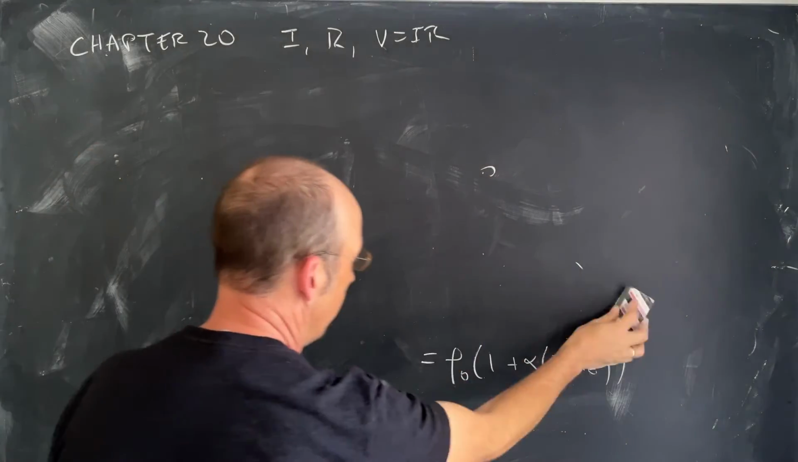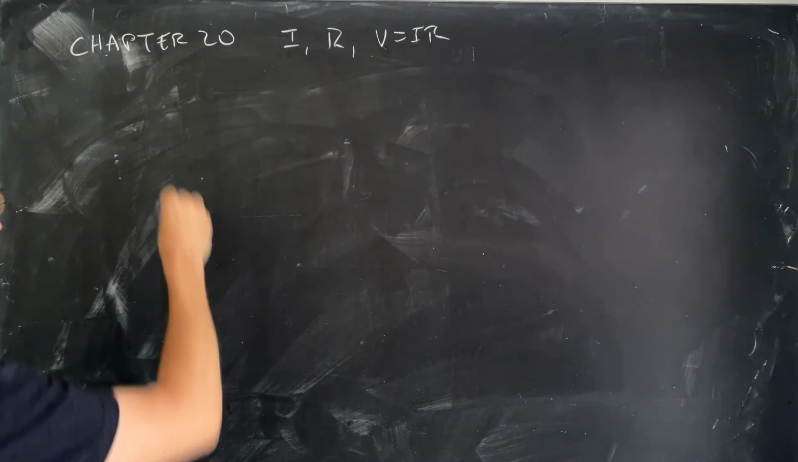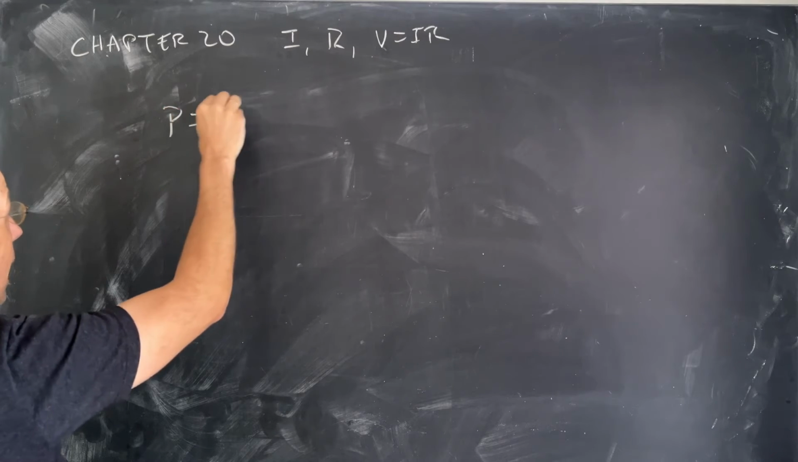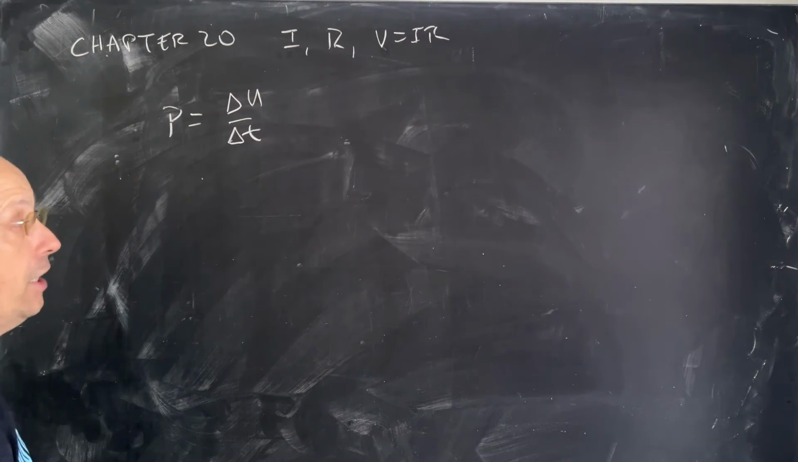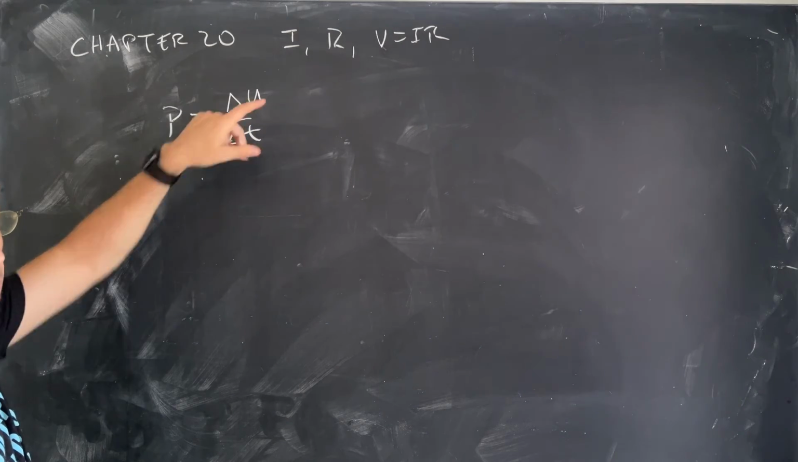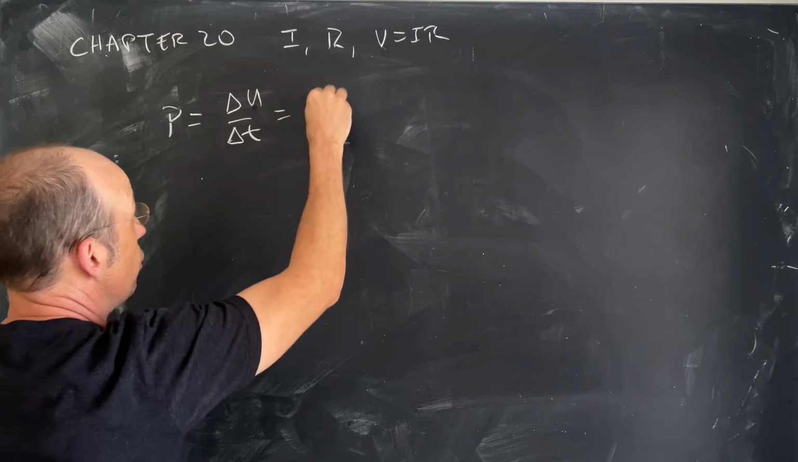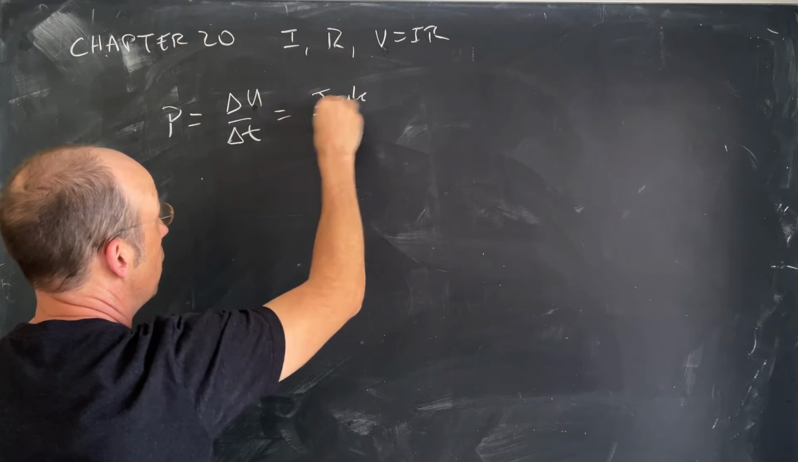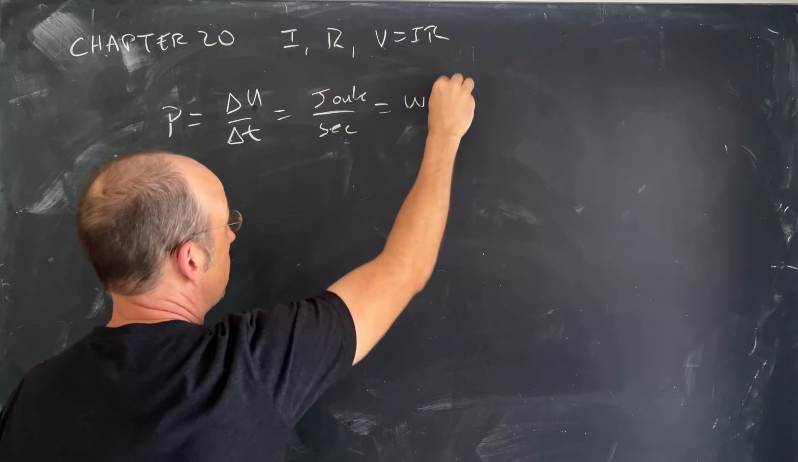Remember, this is a summary. This is not everything, right? I'm summarizing stuff. So from physics last semester, we had that power was the rate of change of energy. That's my potential energy there. I'm using U for potential energy. And if this is in joules per second, then we call this a watt.